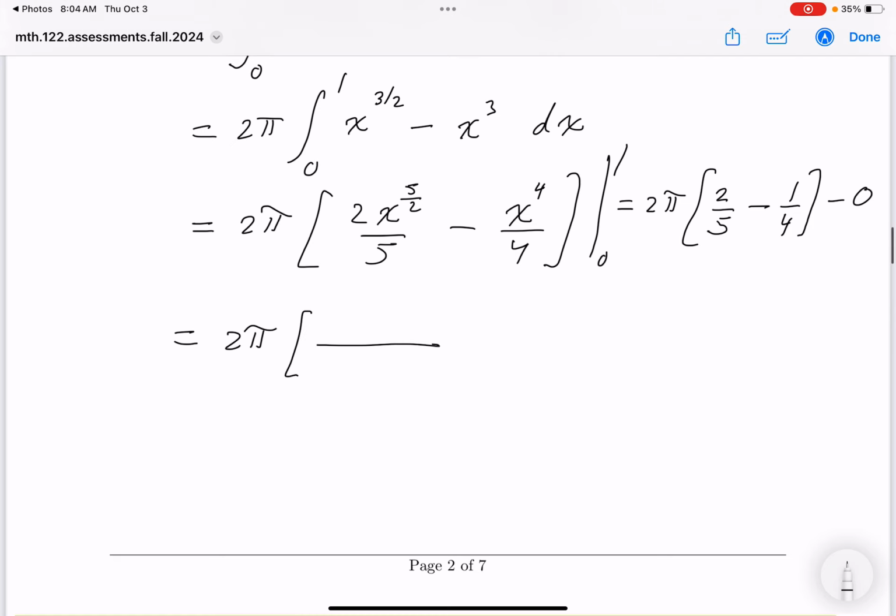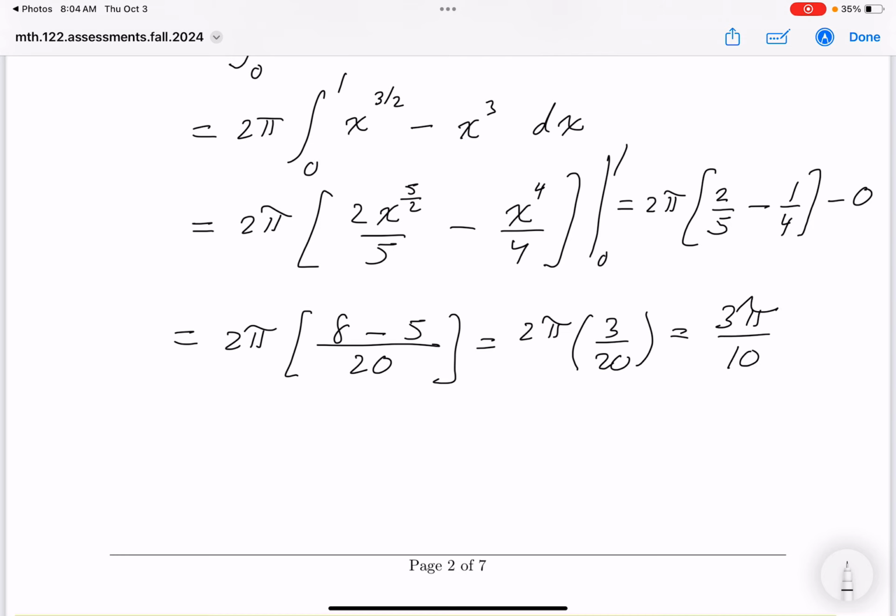And then the common denominator there, 5 times 4 is 20. And then you're going to get 8 minus 5. And what does that give you? 2 pi times 8 minus 5, 3 over 20. I'd reduce that. That's going to be 3 pi over 10. All right? And they're going to be cubic units, but you don't have to write that down for us. So 3 pi over 10.